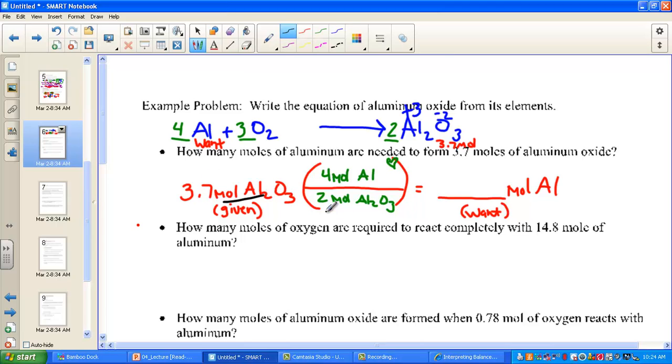Notice what's happened? We've canceled the moles of aluminum oxide and have moved to moles of Al. A dimensional analysis where unit cancellation is always our goal. We would hit 3.7 times the ratio of 4 divided by 2, and I find my value when I calculated 7.4 moles of Al.